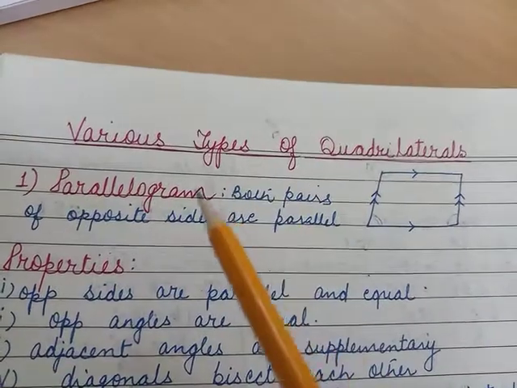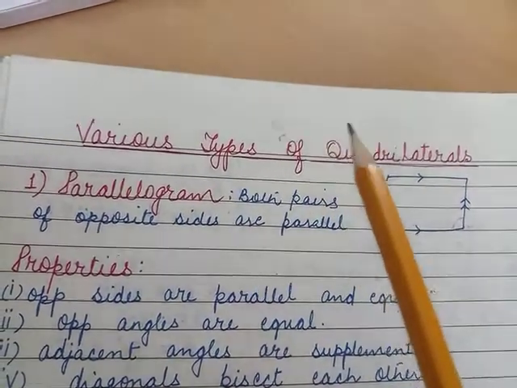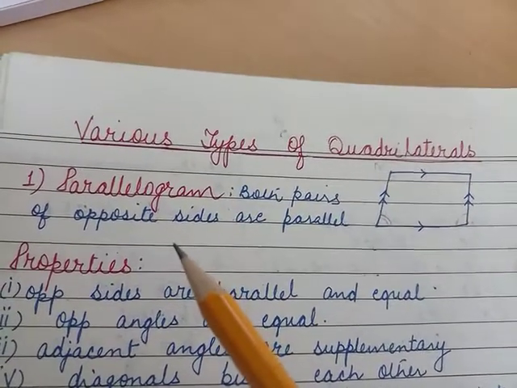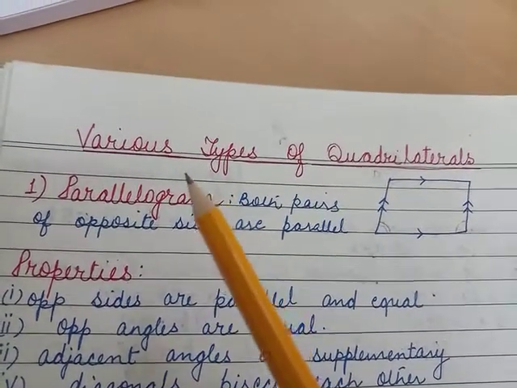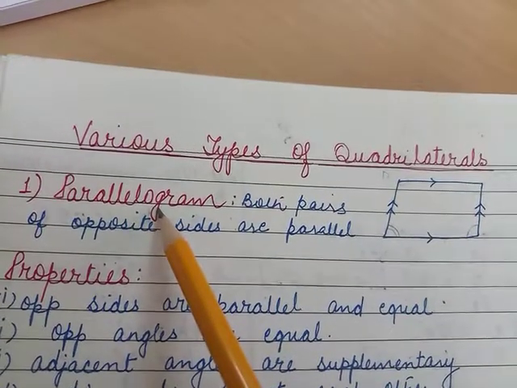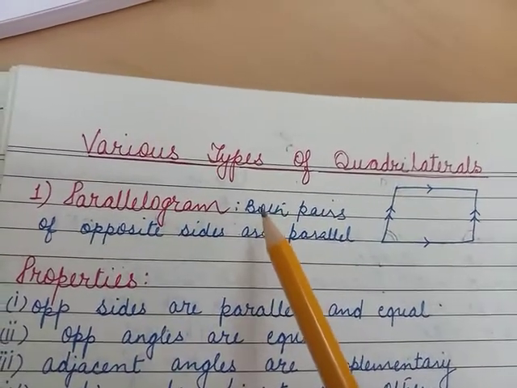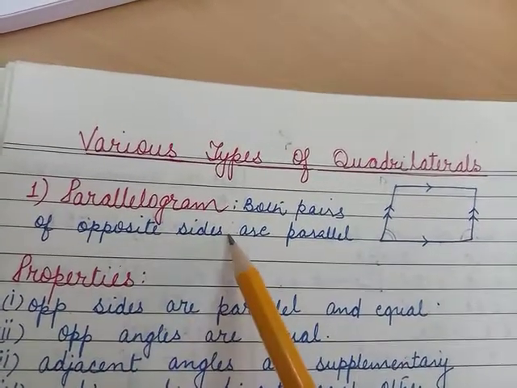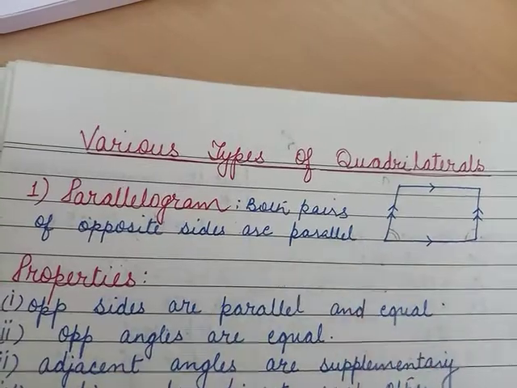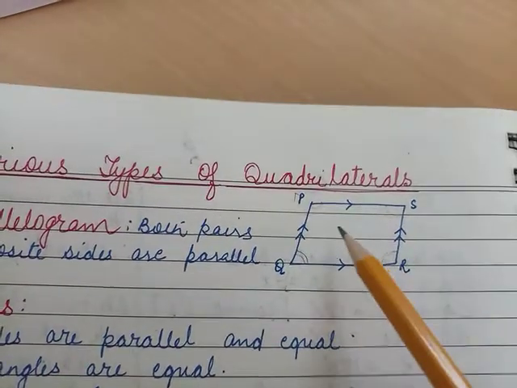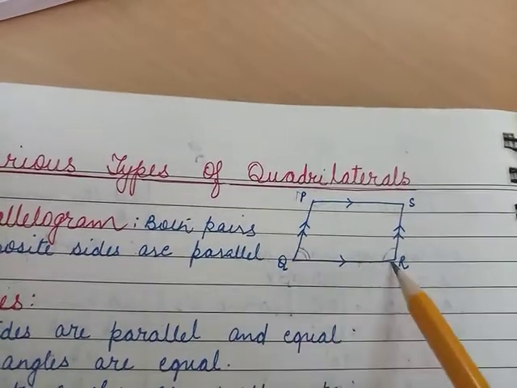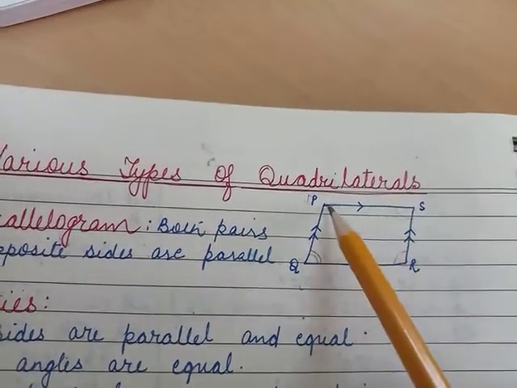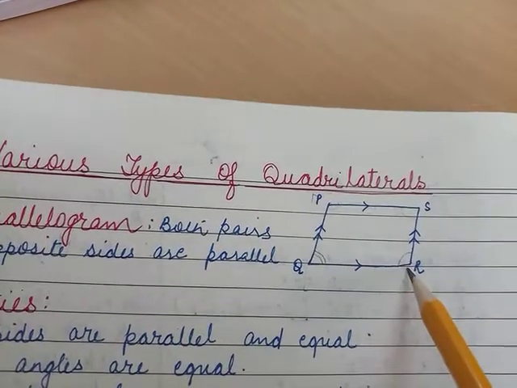Now the condition given to us is when both pairs of opposite sides are parallel. Then what type of quadrilateral do we get? So firstly we are going to study the parallelogram. A parallelogram is a quadrilateral with both pairs of opposite sides parallel. We have a parallelogram PQRS. PS is parallel to QR, PQ is parallel to SR.